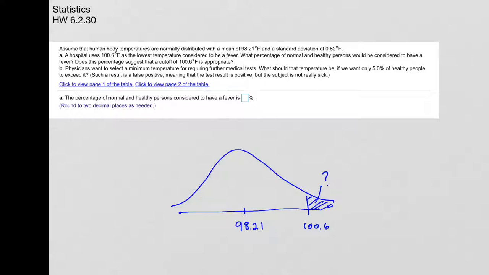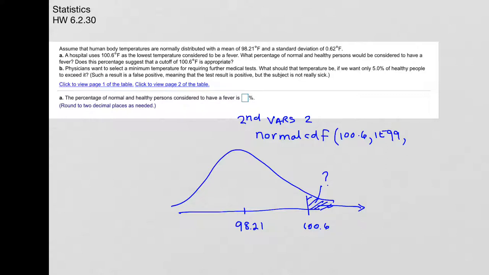So in order to calculate this, we're going to use the normal CDF function in your calculator. And you get to that by pressing second and vars and choosing option number 2. First thing you're going to give is the lower limit, and that's 100.6. Then we need the upper limit. There really is no upper limit. The distribution goes to infinity. So what we use for that is 1E99.